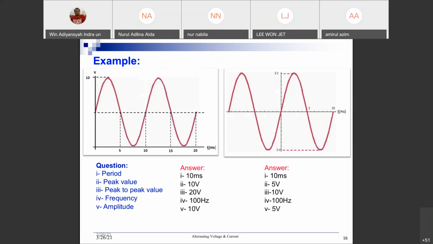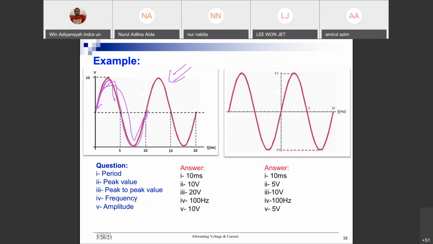Okay, for this one, period 10 milliseconds. Look at only one cycle. This is one cycle. So this one is 10 milliseconds.